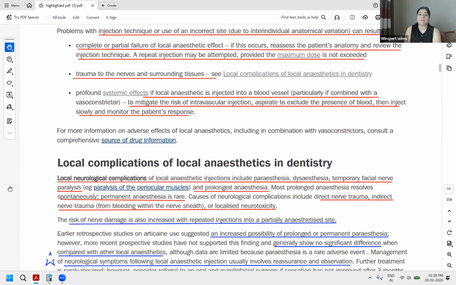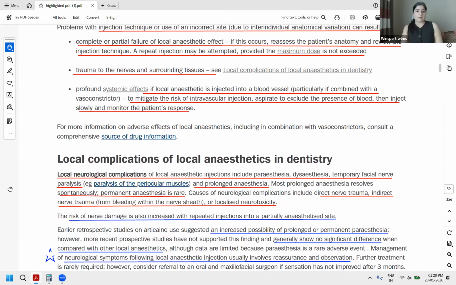Another effect that you can have is that you can traumatize the nerves and surrounding tissues. And the systemic effects: if you inject it directly into the blood vessel, it goes into the circulation and gets absorbed by your organ systems. That's when your systemic signs show up. If it reaches the brain, and it does reach the brain first, CNS signs come first, and then cardiotoxic. Okay, so to avoid these systemic effects, always do the aspiration. Inject slowly and continue to monitor your patient's response to the anesthesia, so that these symptoms are not occurring.